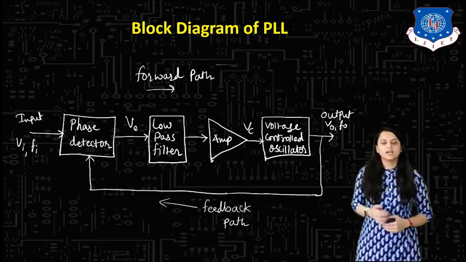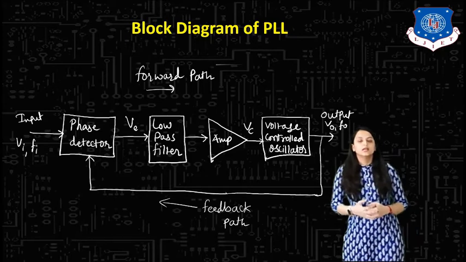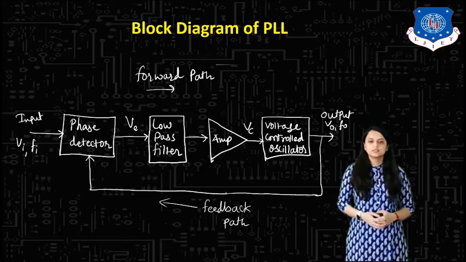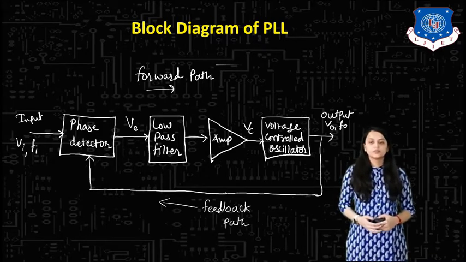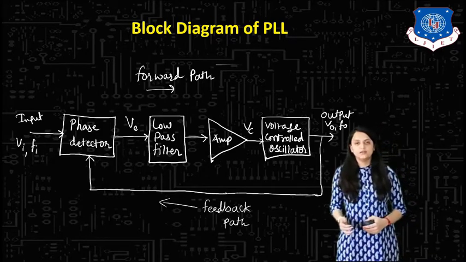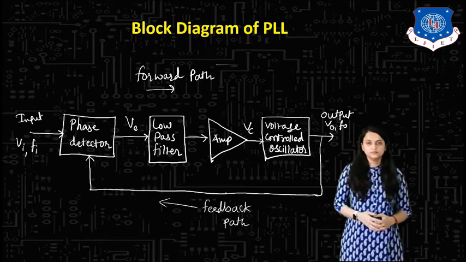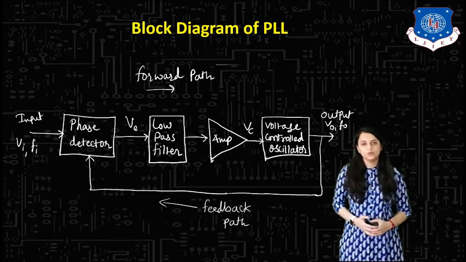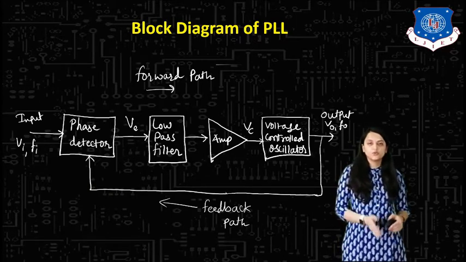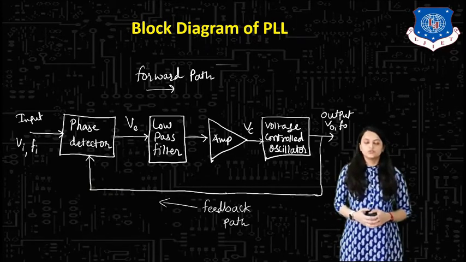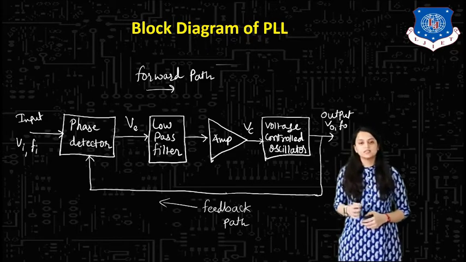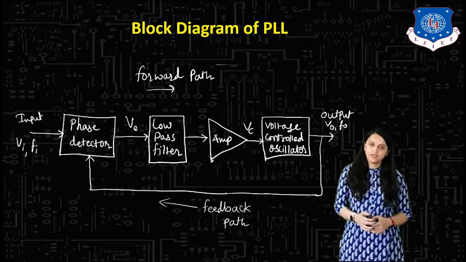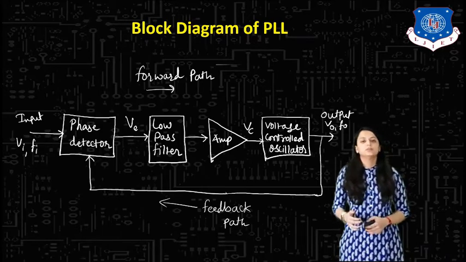Here the block diagram of PLL is indicated. In this, there are basically 4 blocks. First one is phase detector. Second one is LPF, that is low pass filter. Third one is amplifier. And the fourth one is VCO, that is voltage controlled oscillator. In the first block, which is the phase detector, input is given having the input voltage Vi and input frequency Fi.